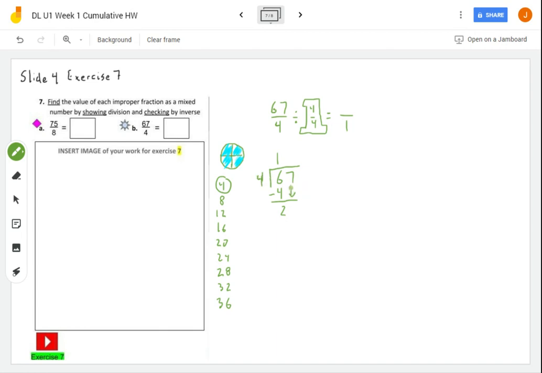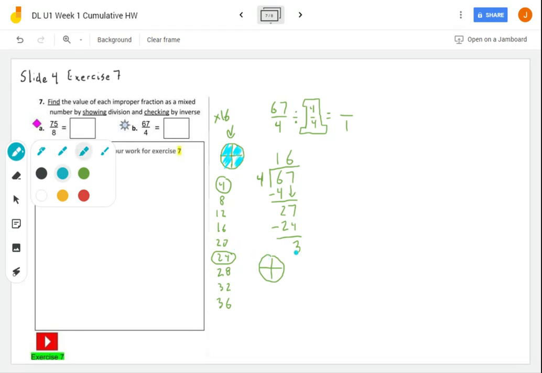We can bring down the next place value, 7. 4 goes into 27 here. That's the closest I can get. I can't go over, so it has to be the 24, which is 1, 2, 3, 4, 5, 6. 6 times 4 is 24. Take away, we have 3 left over. And what that means is that you have 16 of these, 16 of those, and then you have an extra that has 4 parts, but you only have 1, 2, 3 of them shaded in. And so this tells us that we have 16 wholes and 3 out of 4 left.